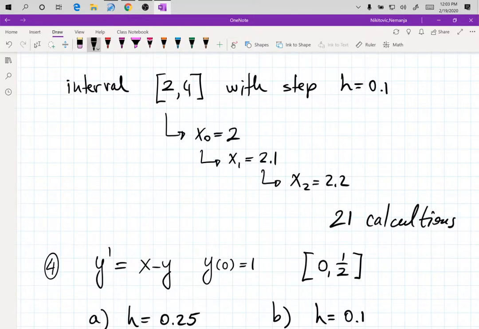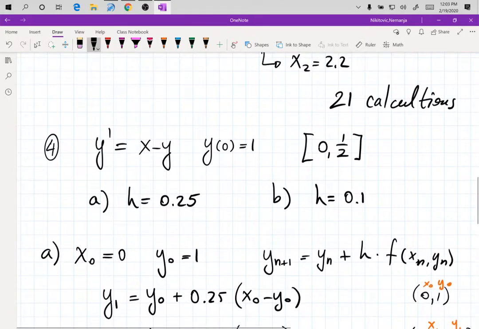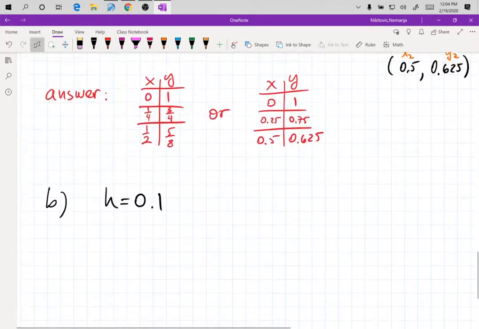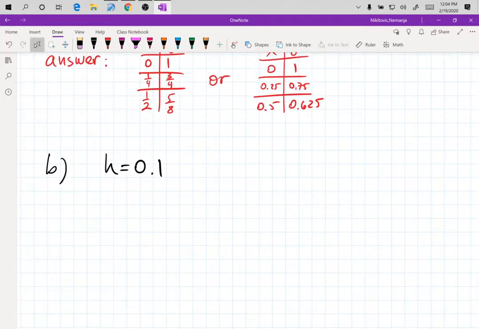Because it's 20 calculations from 2 to 3.9. It's 20 calculations, and then calculating 4 is the 21st calculation. Be careful that you use that in a loop as well, right? Your array needs to be large enough to accommodate for it. So same problem, same differential equation.